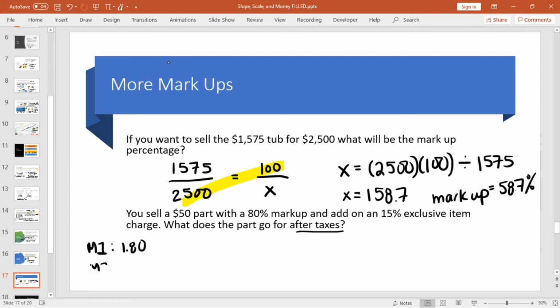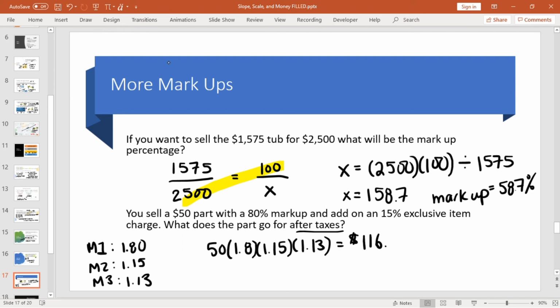Markup 2 is 1.15, that 15% exclusive thing, and our markup 3 is just incorporating our taxes. Okay, here we go. 50 times 1.8 times 1.15 times 1.13, and that gives you $116.96.